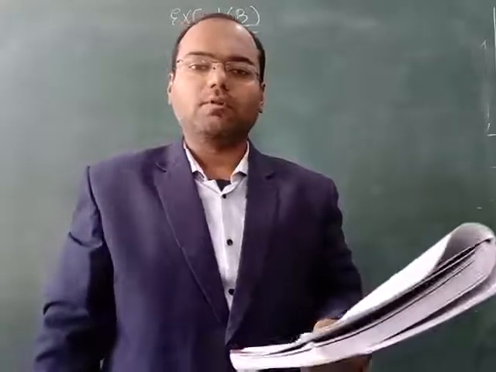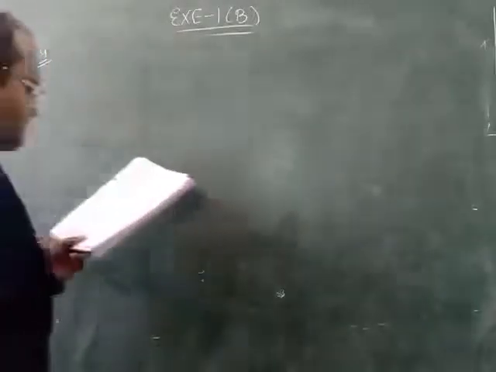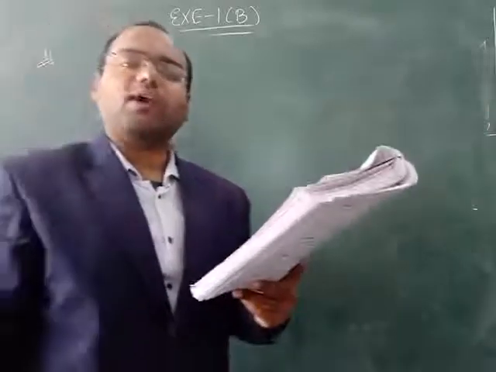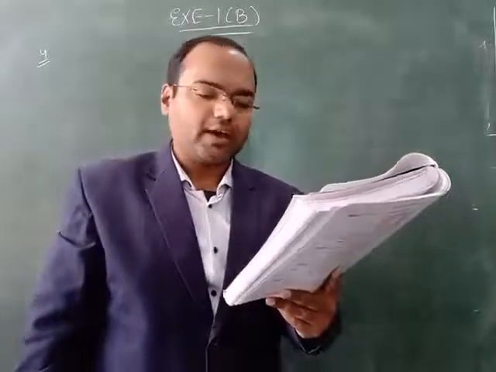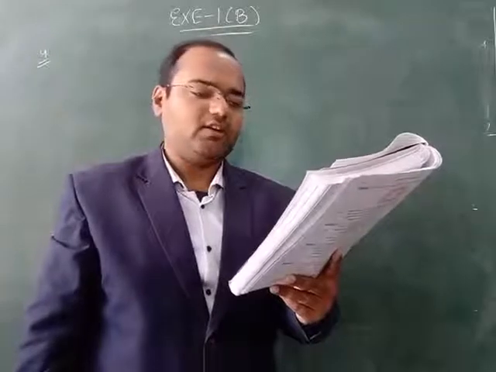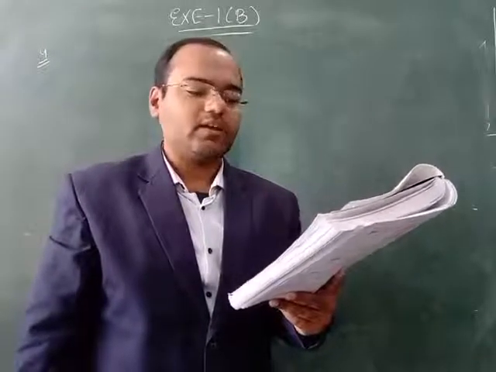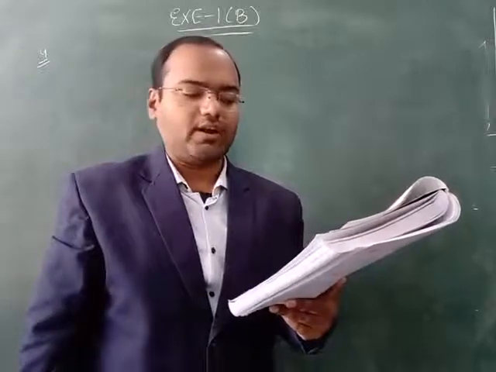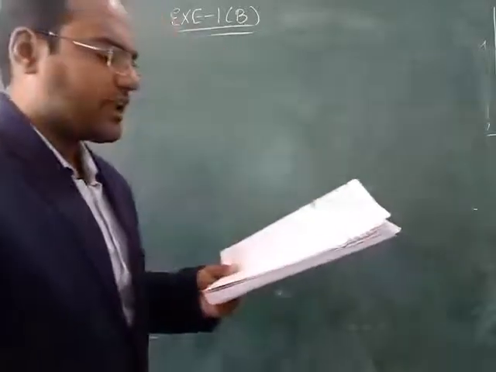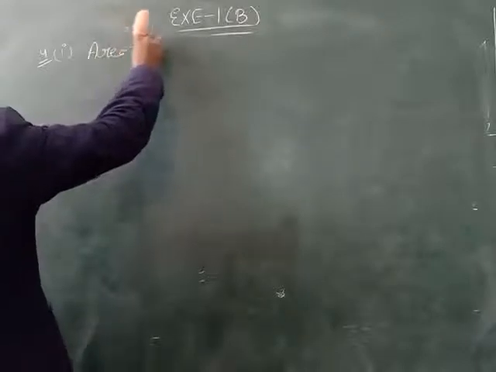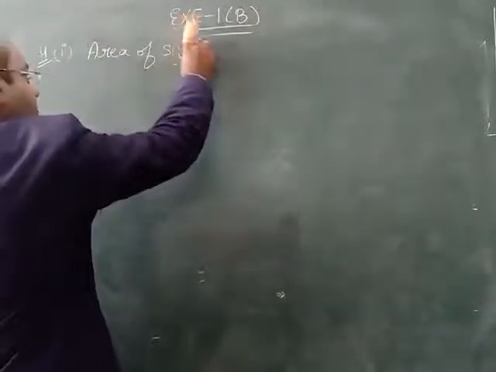Now all of you see question number 4. Fourth question. Find the perimeter of square. We have to find the perimeter of square. Area is given, 289 centimeter square. What is given here? Area is given, 289. Whose area is given? The area of square is given.